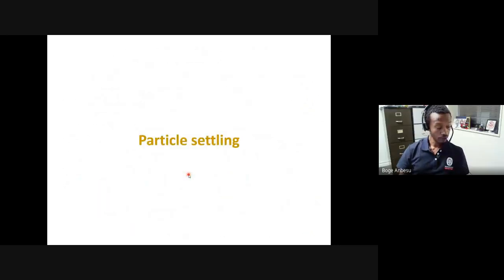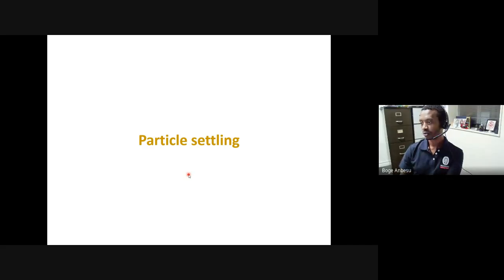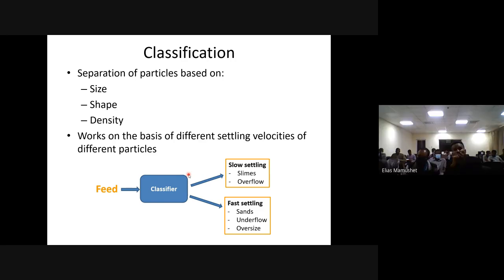So let's continue our discussion on particle settling. So probably when I talk about this one, I am maybe a bit preempting into classification because most of this is applied to classification, which I'm going to discuss next week. So I wanted to just raise these points here to just prepare ourselves for the next lecture.